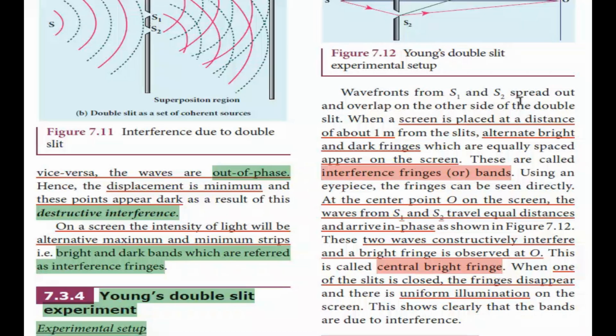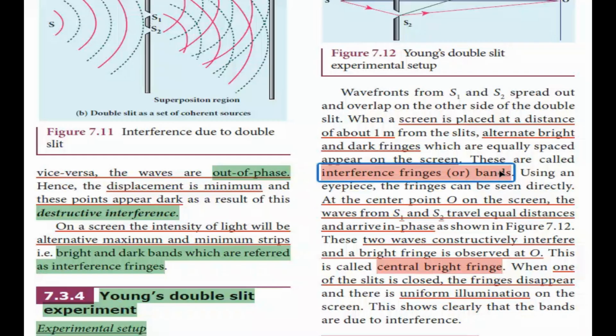Here the wavefronts from S1 and S2 spread out and overlap on the other side of the double slit. When a screen is placed at a distance of about 1 meter from the slits, alternate bright and dark fringes, which are equally spaced, appear on the screen. We should remember that the fringes will be equally spaced in the case of an interference pattern, whereas in the case of a diffraction pattern it will not be so. So these are called interference fringes or bands. That's the way of identifying an interference pattern and a diffraction pattern.